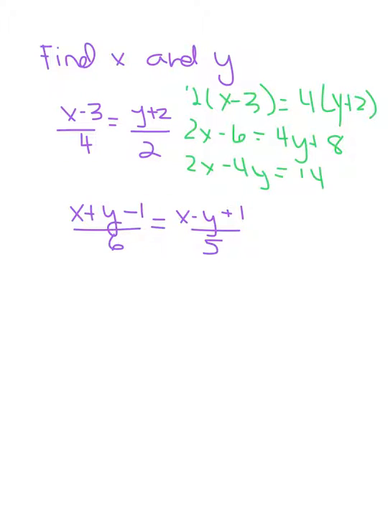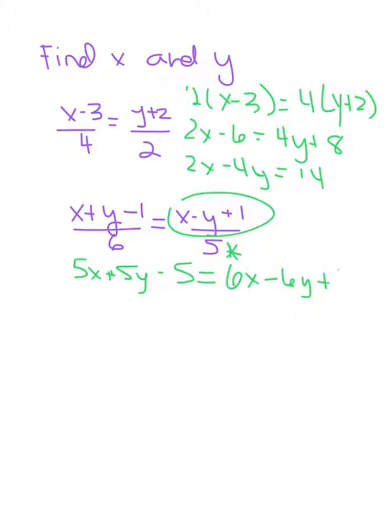And now I'm going to look at my second proportion. So when I distribute my 5 here, I get 5x plus 5y minus 5 is equal to the same thing. I'll multiply 6 by my other numerator there. So I have 6x minus 6y plus 6. So I'll put it in standard form and bring my x and my y to the left-hand side. So that leaves me with negative x plus 11y. And I'll bring my negative 5 to the other side. It equals positive 11.